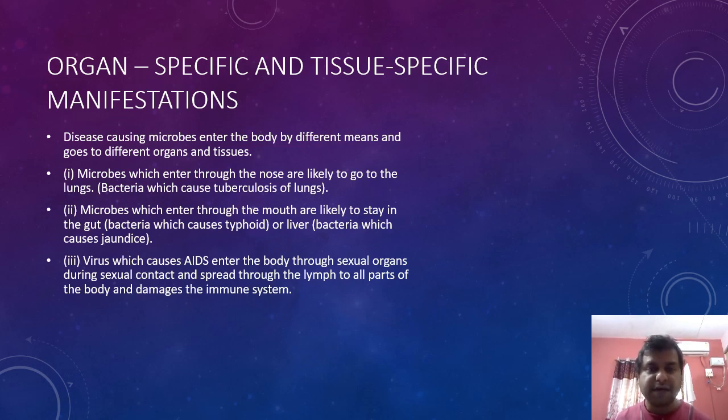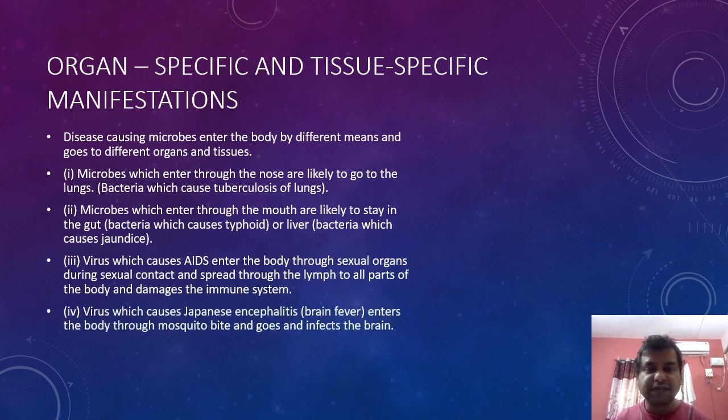Viruses which cause AIDS enter the body through sexual organs during sexual contact and spread through the lymph to all parts of the body, damaging the immune system. And viruses which cause Japanese encephalitis, that is brain fever, enter the body through a mosquito bite and go and infect the brain.